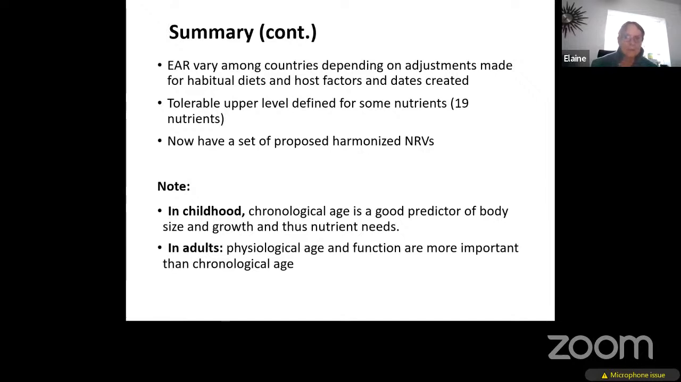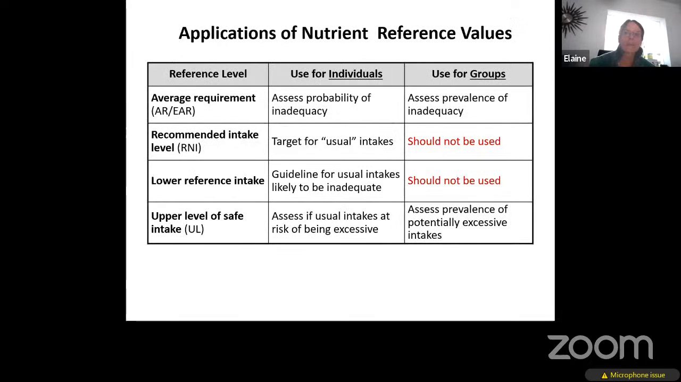There are tolerable limits that have been defined for some nutrients, but they don't exist for all nutrients. And there now exists a proposed set of harmonized nutrient values. In childhood, chronological age is a good predictor of body size and growth, and thus nutrient needs. And in adults, the physiological age is important, as well as chronological age. So that's the nutrient requirements.